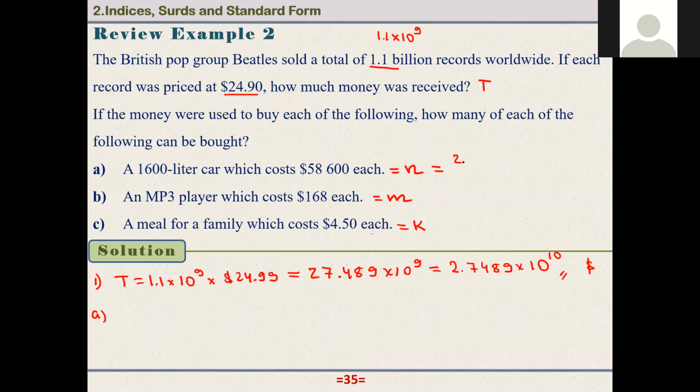Here, that N is 2.7489 times 10 to the power 10 over 5.86 times 10 to the power 4. So here we have 4, right? Now we can evaluate and write the answer. In a similar way, you can just divide this number by 168 and get the value of M, and divide this number by 4.50 and get the result here. And here we can just use a calculator to evaluate this.